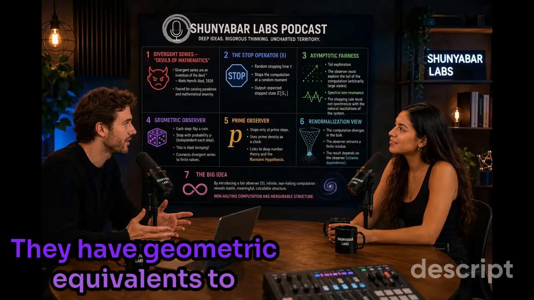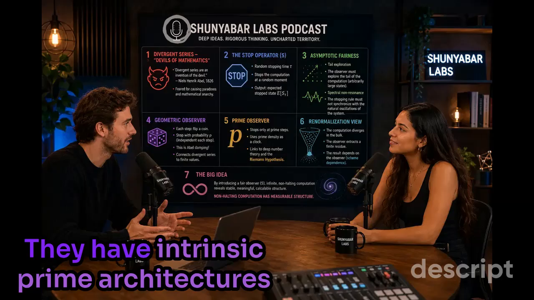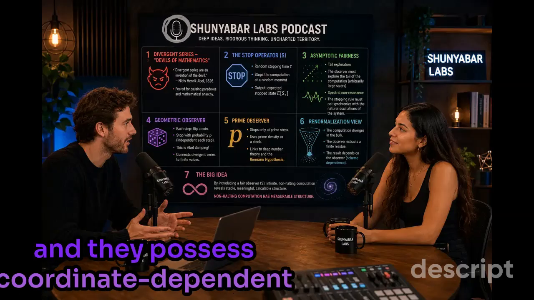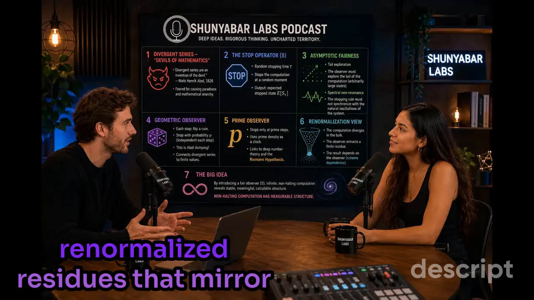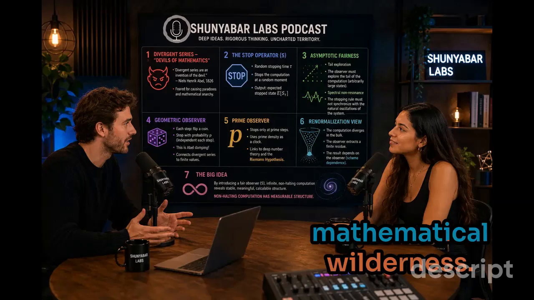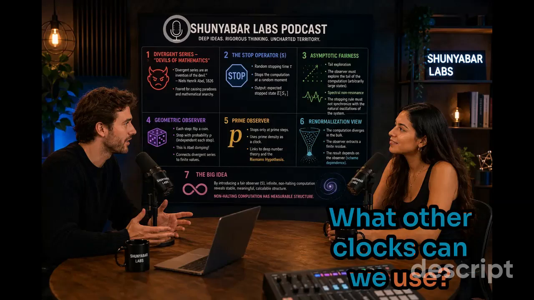They have geometric equivalents to classical damping. They have intrinsic prime architectures vibrating with Riemann zeros. And they possess coordinate-dependent renormalized residues that mirror quantum mechanics. It makes you wonder what other inherent stopping laws exist out there in the mathematical wilderness. What other clocks can we use?